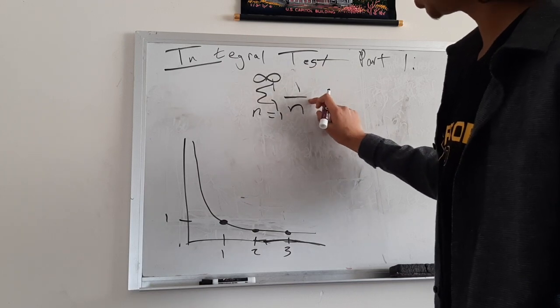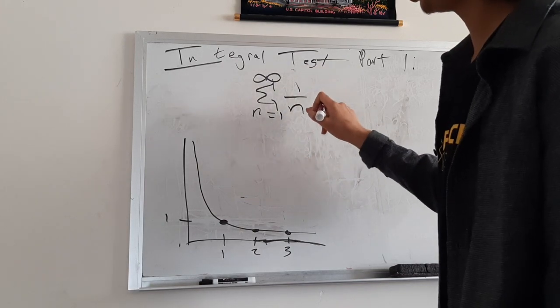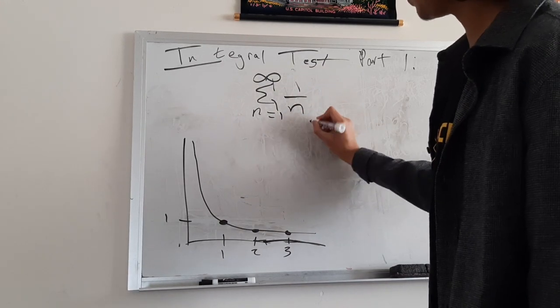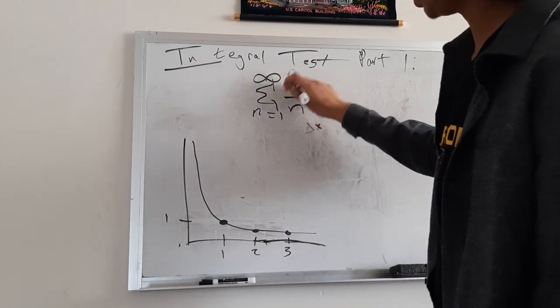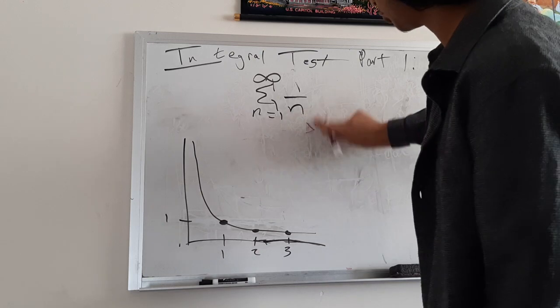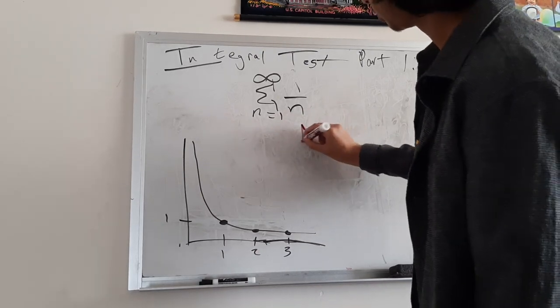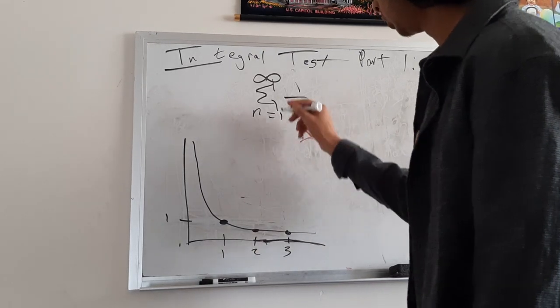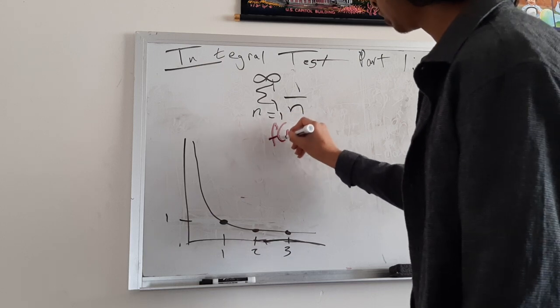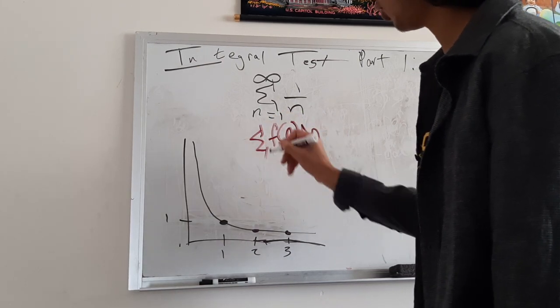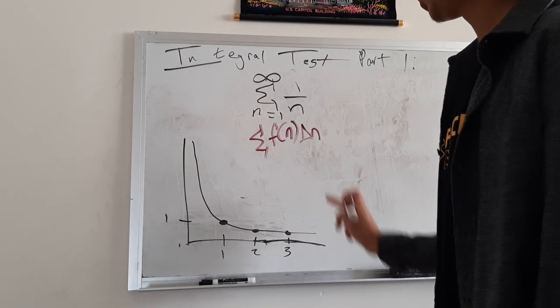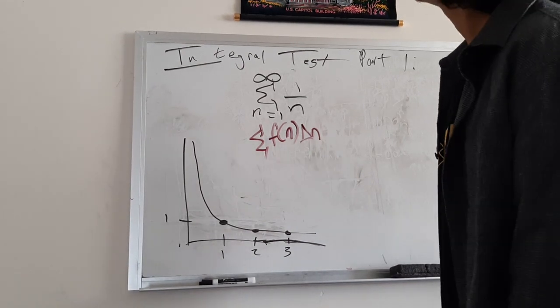It's a function, and we keep changing n by 1. So we have a change in n, and we have this function right here, 1 over n, for inputs of n. So we have a delta n, and we have an f of n, and after multiplying these, we just take the sum of all of them. So this might remind you of something.